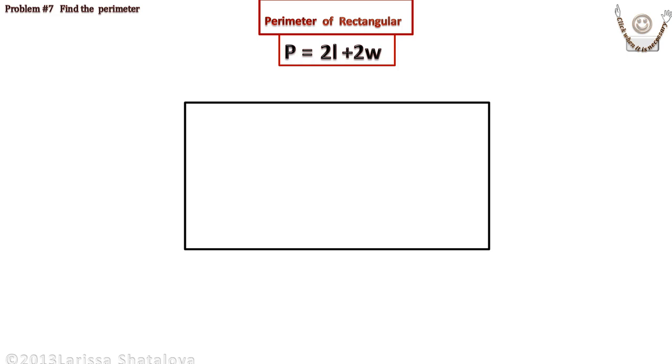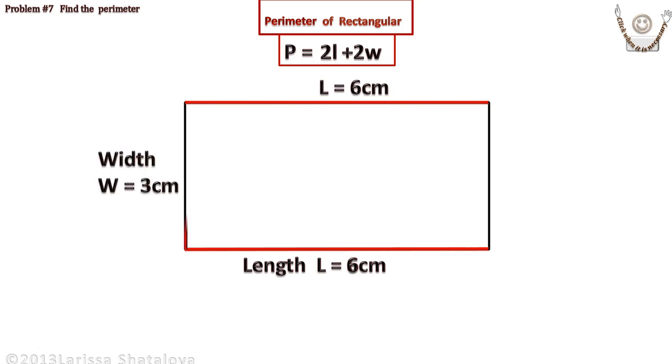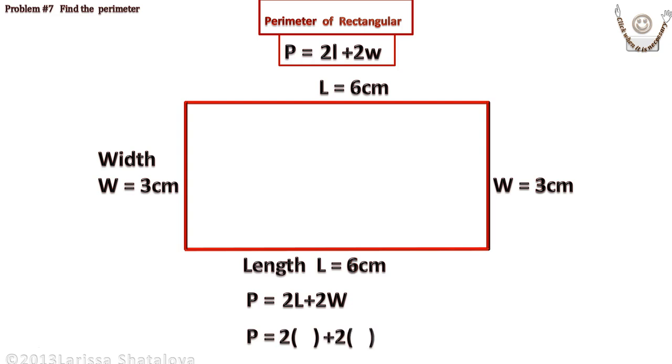Now, practical approach. We have to find the perimeter of a rectangle. Length is 6 centimeters, and width is 3 centimeters. The formula for perimeter of a rectangle is perimeter equals 2 times length plus 2 times width. So we have to substitute in the formula length for 6 and width for 3 and simplify, only and only the right side. 2 times 6, 12, and 2 times 3, 6, together 18 centimeters.